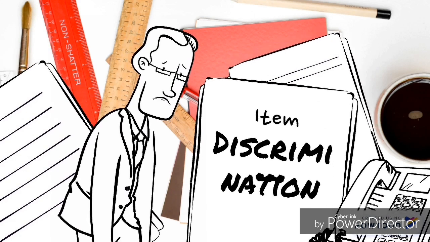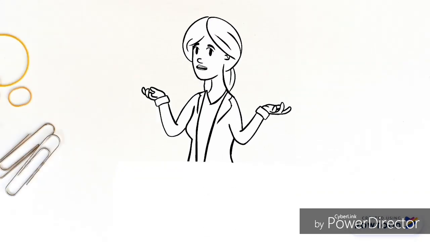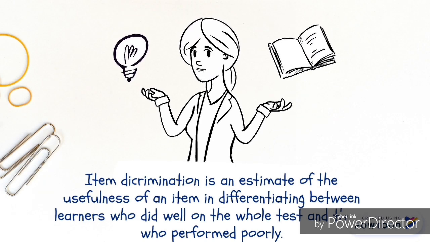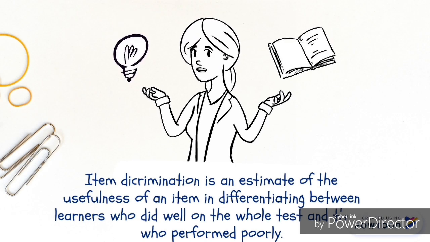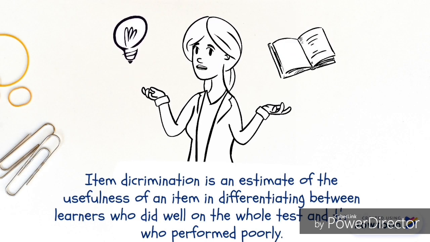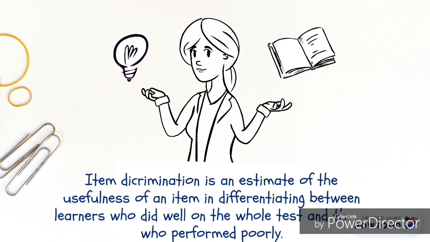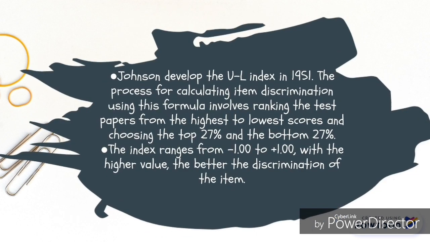Item discrimination. Item discrimination is an estimate of the usefulness of an item in differentiating between learners who did well on the whole test and those who performed poorly. Johnson developed the UL index in 1951. The process for calculating item discrimination using this formula involves ranking the test papers from the highest to lowest scores, and choosing the top 27% and the bottom 27%.